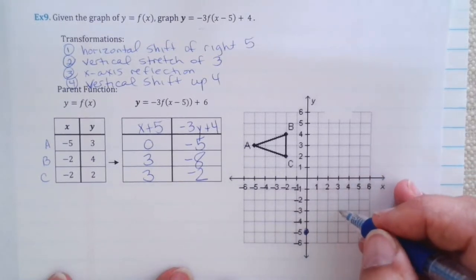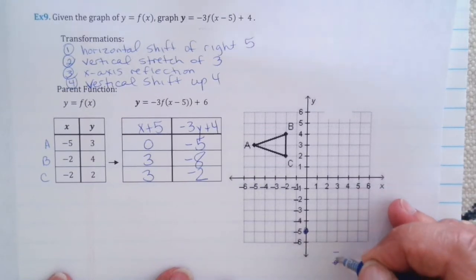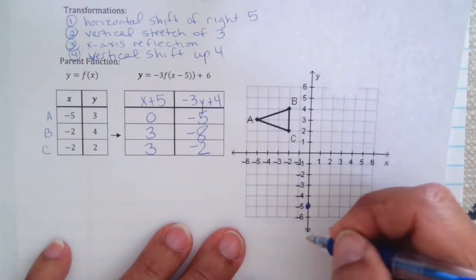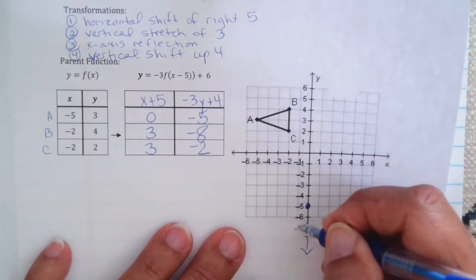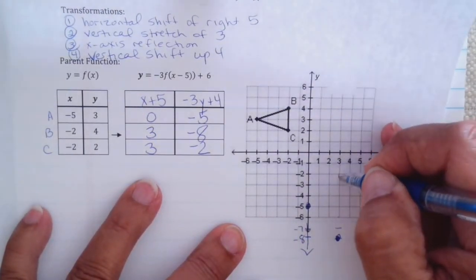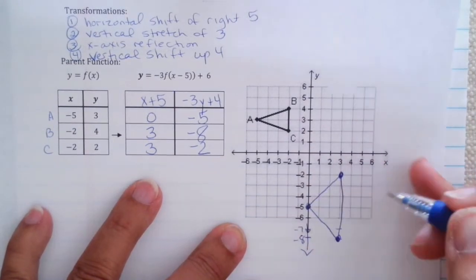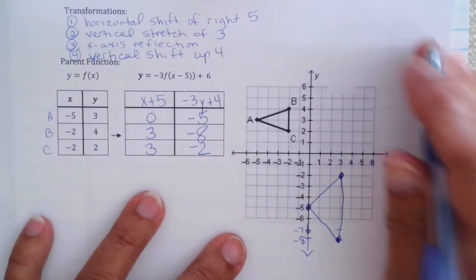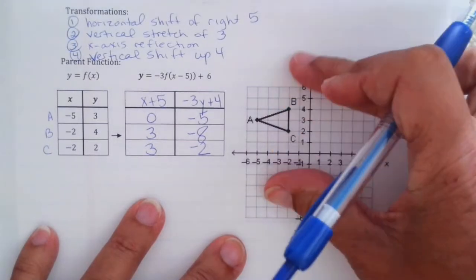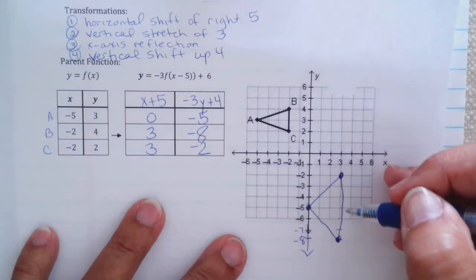Oop, don't have that on here. So that's 6, 7, 8. We'll call it right about there. Okay. And then lastly, 3, -2. All right. So here's that triangle. And did we do what it said? Did we shift it right? Yes. We stretched it, right? It got bigger. And then we reflected it over the x-axis, and then we went up 4.